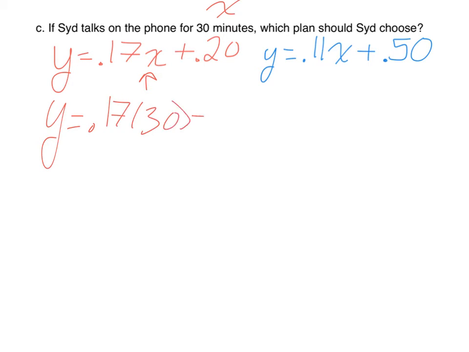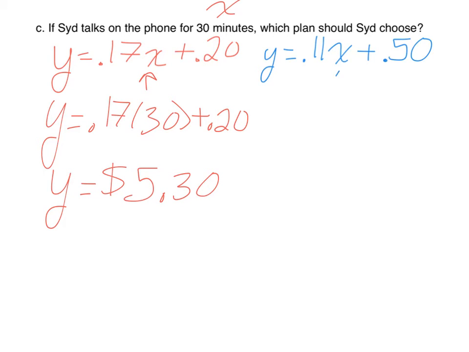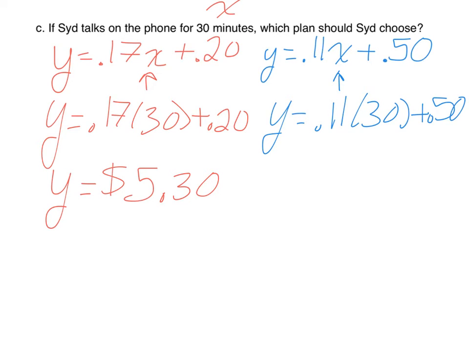So if I put 30 into here, I multiply those guys, it should give me 5.10. And when I add the 0.20, it should give me $5.30. And then for the long talker plan, same exact thing. We're going to put in 30 and add those 50 cents.